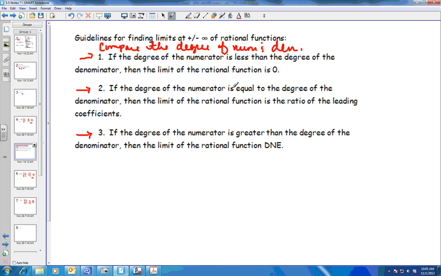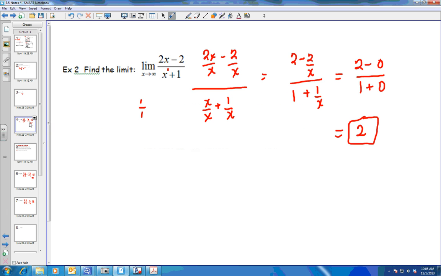If the degree of the numerator is equal to the degree of the denominator, then the limit of the rational function is the ratio of the leading coefficients. What does that mean? That means my leading coefficients are 2 over 1, because there's a 1 here, and that's my answer. So do you see that I got 2 here and 2 here? And this was a much shorter way. There's no math involved here.